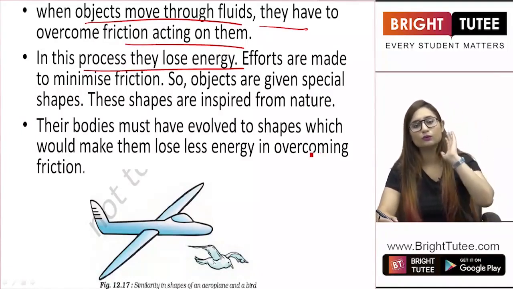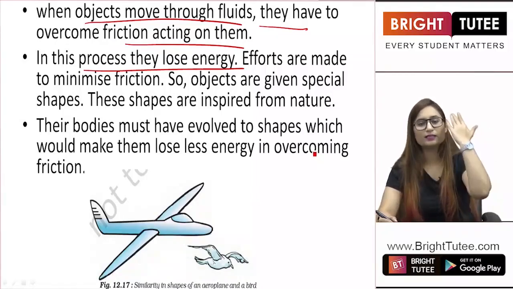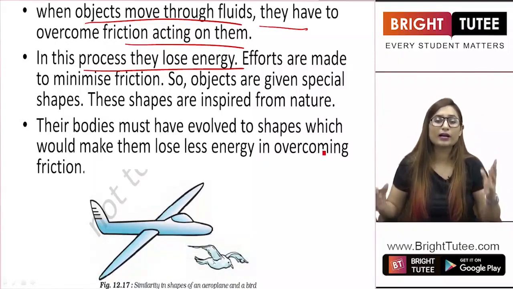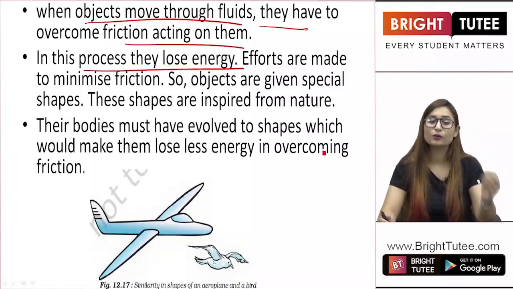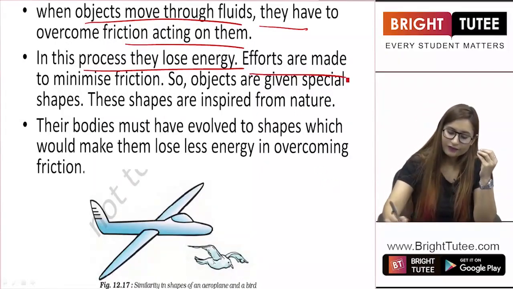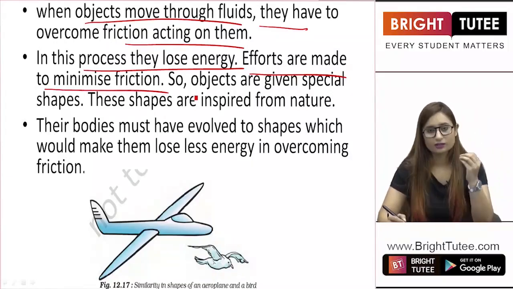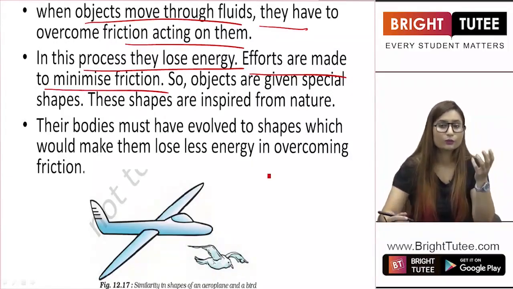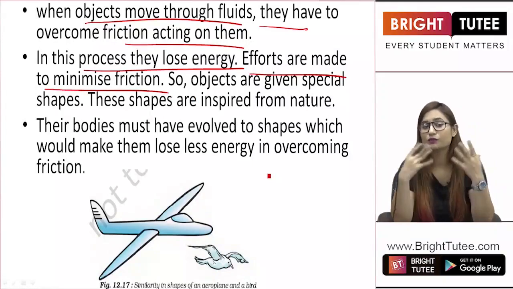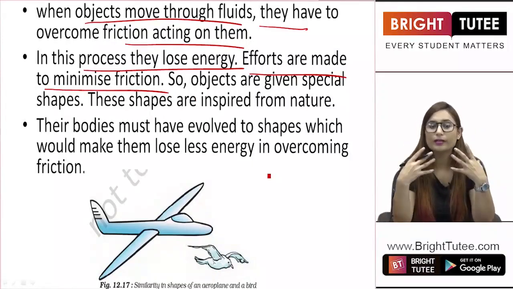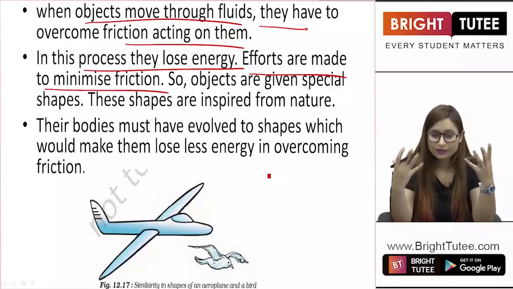When you move towards the wind, the wind is coming towards you and you're moving in the opposite direction of the wind, you will require force to move in that direction. So you are losing some energy. Efforts are made to minimize friction. So what do we do in this case? We basically have to reduce friction so as to enhance our movement, right? We should decrease friction somehow.